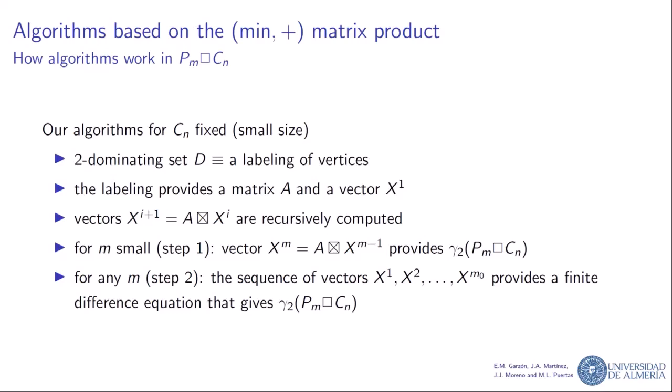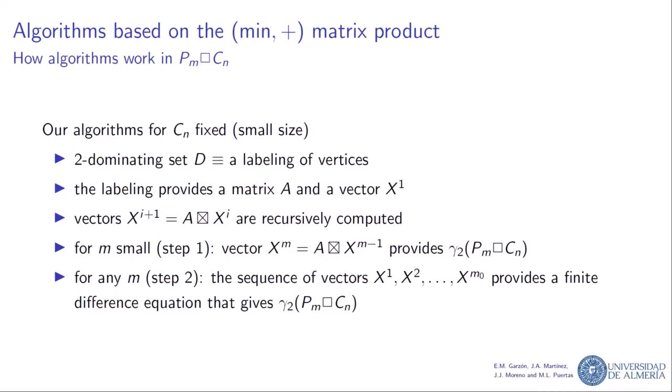Then we can compute a sequence of vectors x2, x3, and so on by multiplying with the min-plus matrix product, the matrix and the vector. And then for step 1, that is, n, the cycle, is also small, the vector xm gives the two-domination number of the cylinder PnCm.